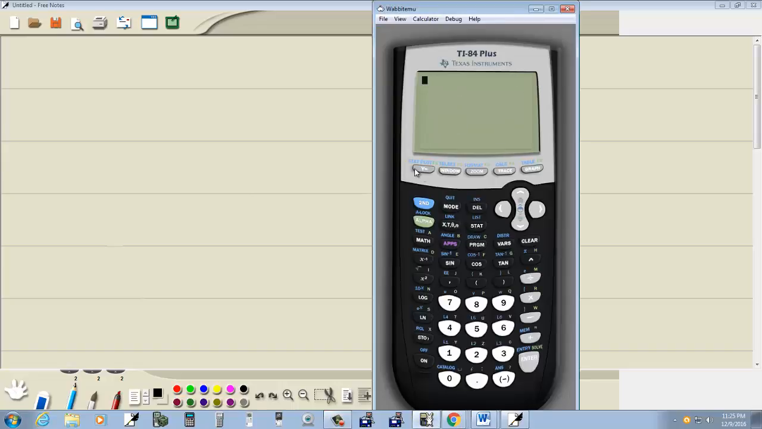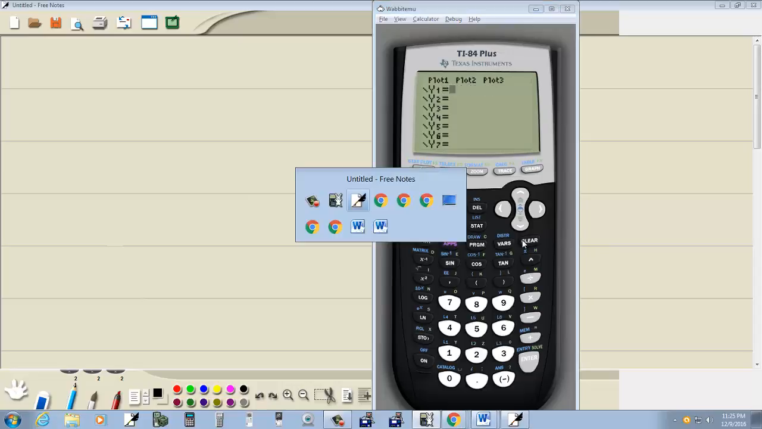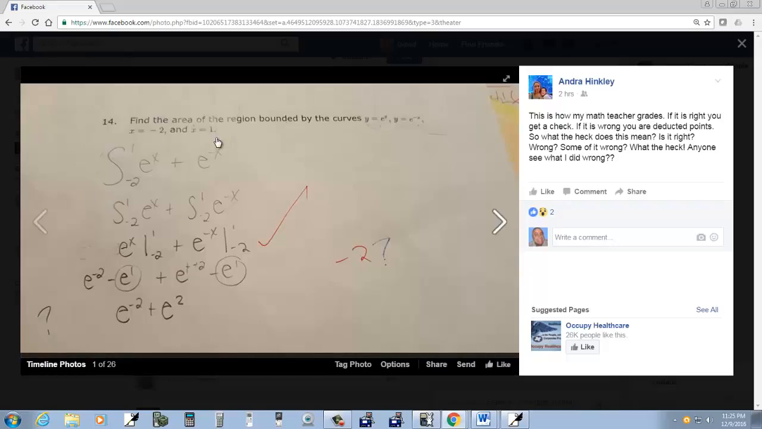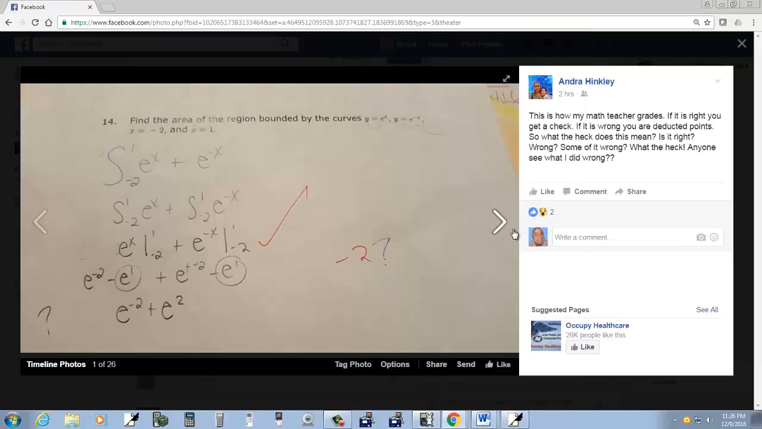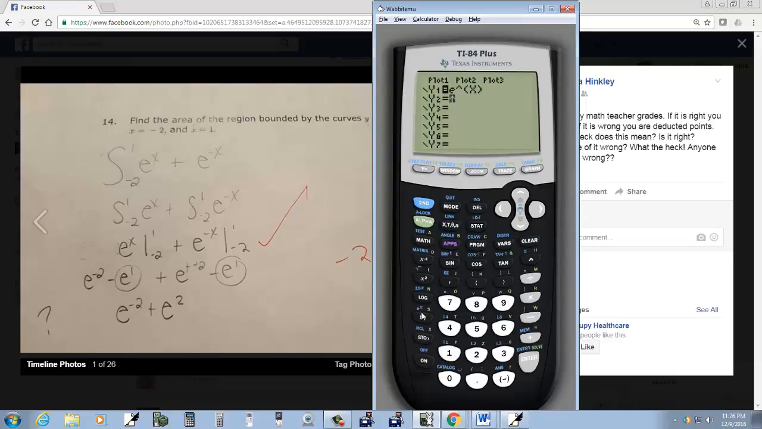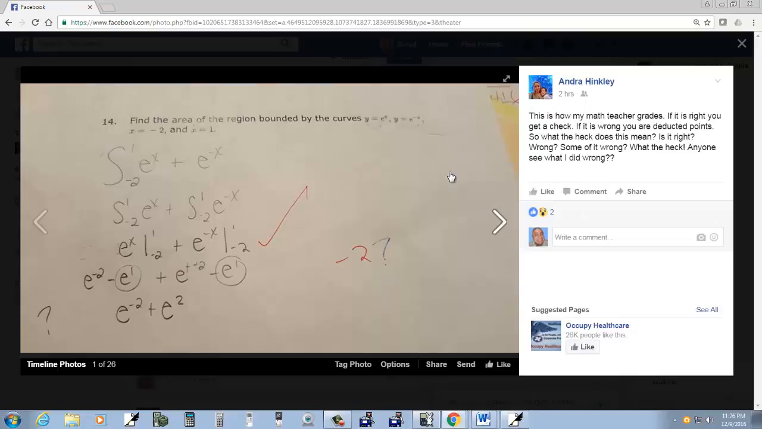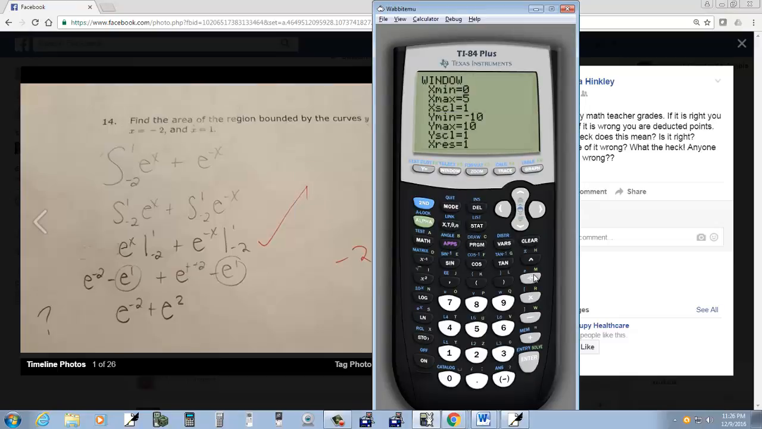If we were to graph these, bounded by these, so y is equal to e to the x and y is equal to e to the negative x, and then graph. What in the world are my window settings set? This is from -2 to 1. So let me change my window settings from -2 to 1.